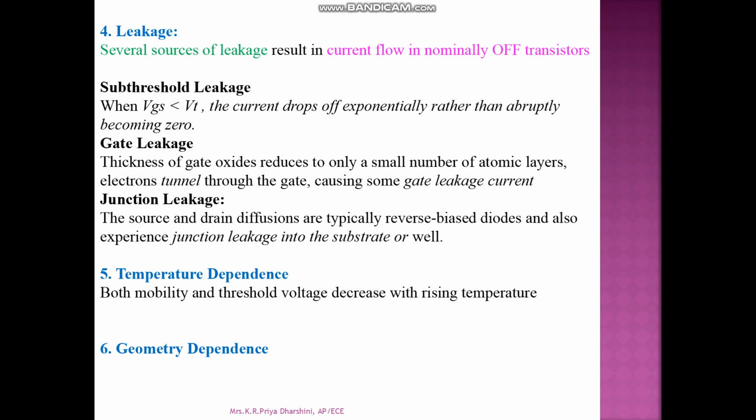Subthreshold leakage is when your gate source voltage is less than Vt. In this condition, when the gate source voltage is less than Vt, the current drops off exponentially rather than abruptly becoming zero. For the gate leakage, the thickness of the gate oxide reduces to only a small number of atomic layers. Electrons tunnel through the gate, causing some gate leakage current. For the junction leakage, the source and drain diffusions are typically reverse biased diodes and also experience junction leakage into the substrate well.